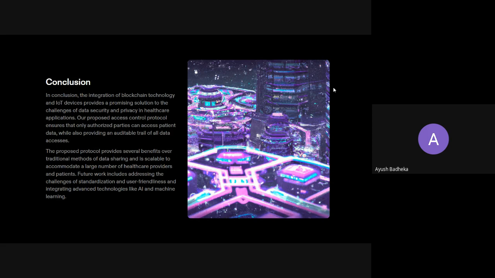Overall, coming to a conclusion, the choice of access control protocol depends on the specific requirements of the healthcare application. For applications that require simple access control decisions, RBAC should be sufficient. For applications that require more granular access control decisions, ABAC may be the best choice. For applications that require context-aware access control decisions, CBAC is the most appropriate choice.